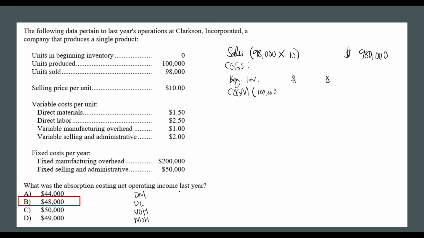So we have here your direct material, direct labor, your variable overhead, and your fixed manufacturing overhead. Your direct material cost is $1.50. For your direct labor, it's $2.50. For your variable overhead, we have here $1. And for your fixed manufacturing overhead cost, how do we compute that one? It is $200,000 divided by the units produced of 100,000. And it will give us a value of $2. So when we add these, it should give us your product cost per unit under absorption costing of $7.